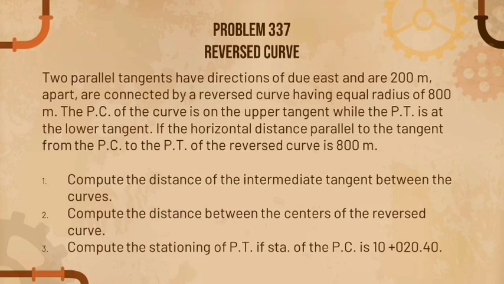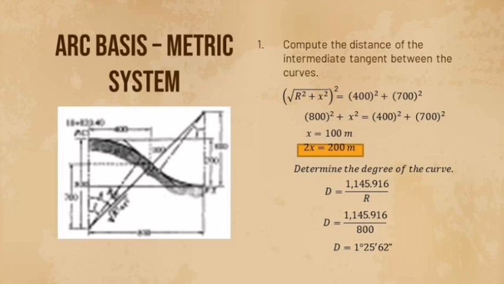Number 2, compute the distance between the centers of the reverse curve. And number 3, compute the stationing of PT if stationing of the PC is 10 plus 020.40. So for number 1, we are using again the arc basis metric system. Compute the distance of the intermediate tangent between the curves.